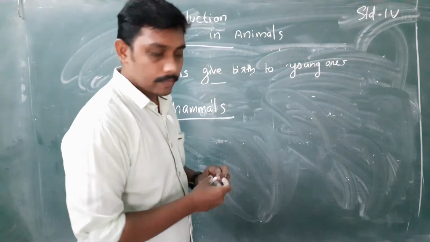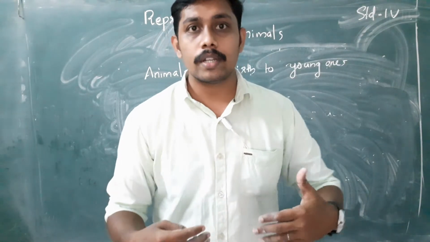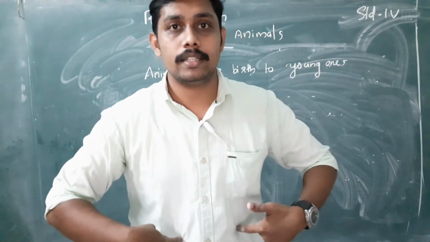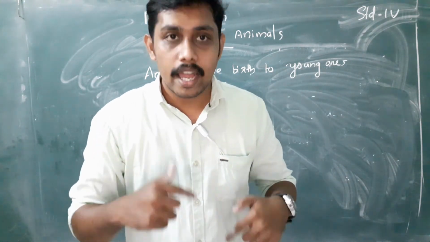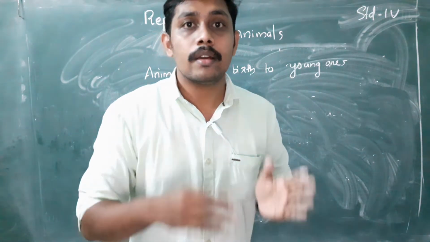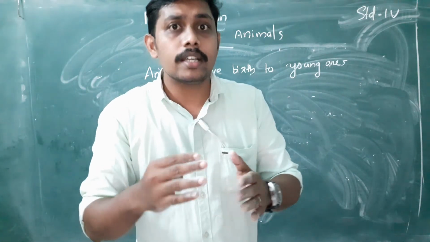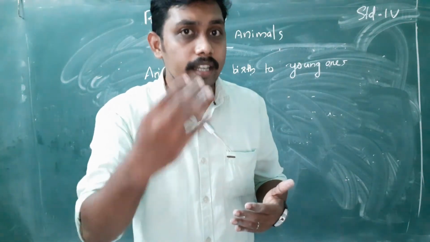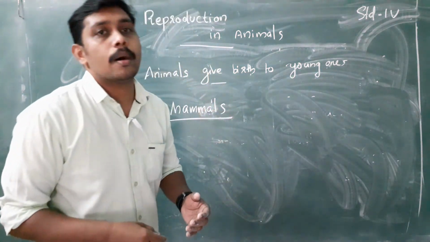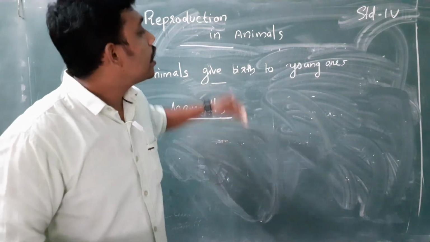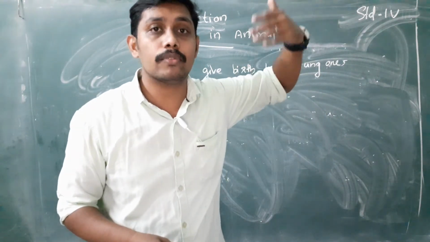Okay, that is in the case of mammals. In the case of mammals, young ones are developed inside the mother, and they also feed milk for their development. After they become adult, they give milk to the young ones. So mammals give birth to young ones and feed milk to their children.